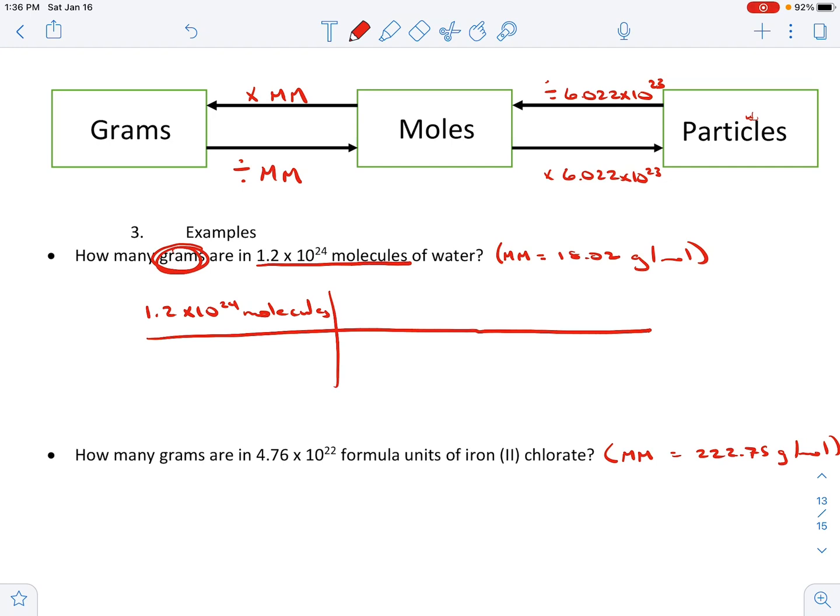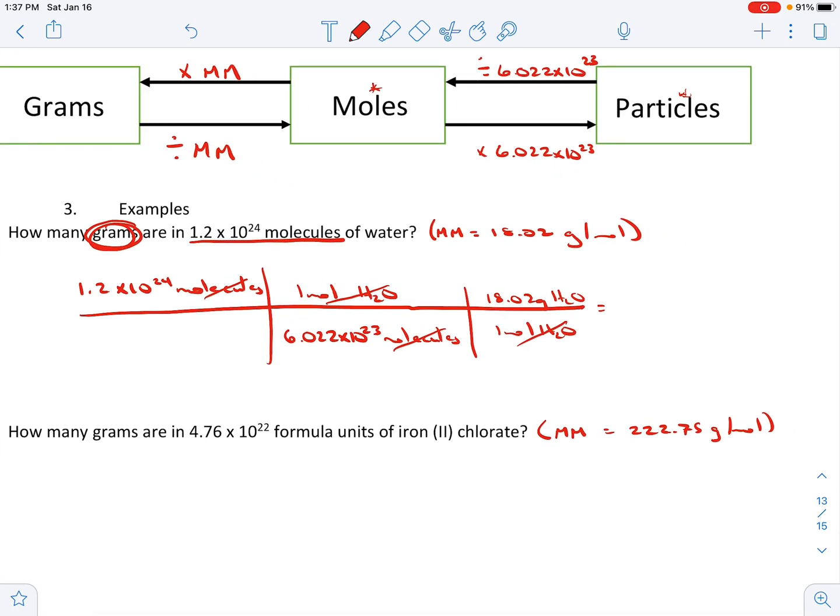So our first step is to divide by Avogadro's number. I'm going to put Avogadro's number on the bottom, which makes sense because we want molecules to cancel, right? So we've got molecules and then 1 mole of water on top. Molecules have canceled. All right, now we're here at moles, and we're trying to get to grams, so we're going to multiply by molar mass. So we've got 18.02 grams of H2O and 1 mole of H2O on bottom. This way, moles of H2O cancel. And now we're ready to just calculate.